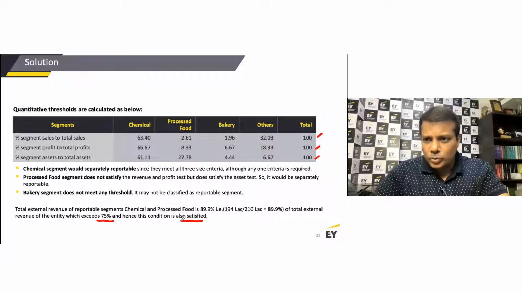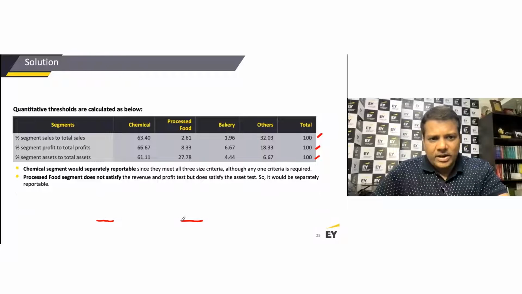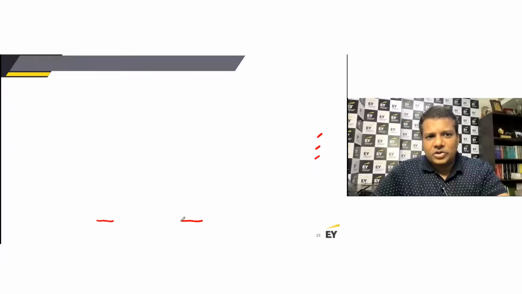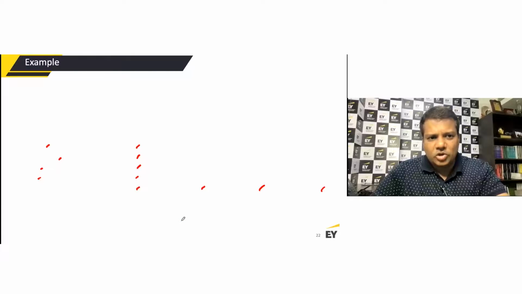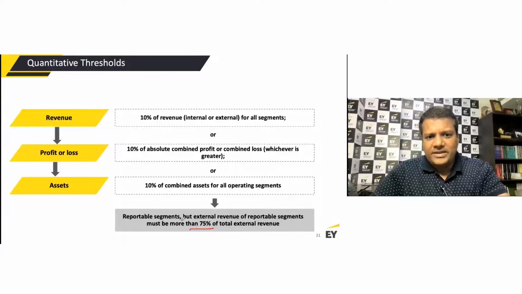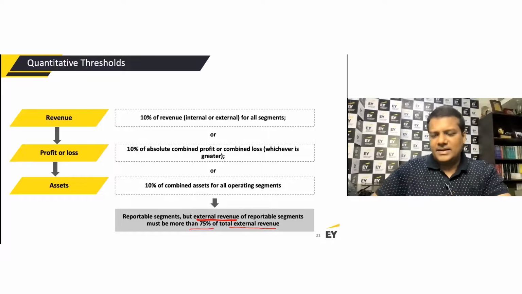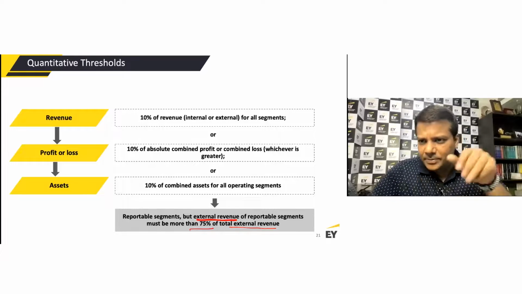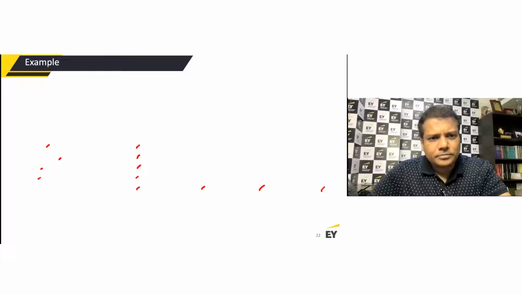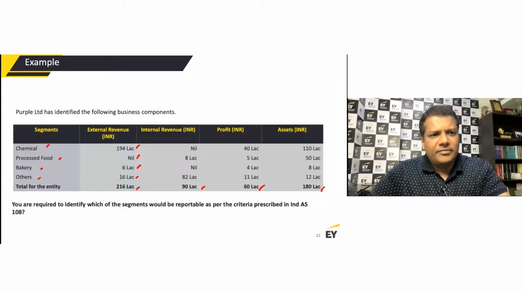So essentially we are saying there are two reportable segments in this case, based on the fact pattern provided to us. We'll just quickly go back to the quantitative threshold guidance which we saw, just to rephrase. External revenue of the reportable segments must be more than 75% of total external revenue. And 10%, 10%, 10%.